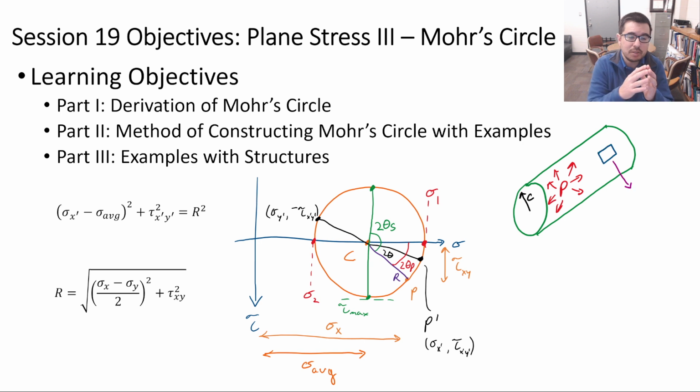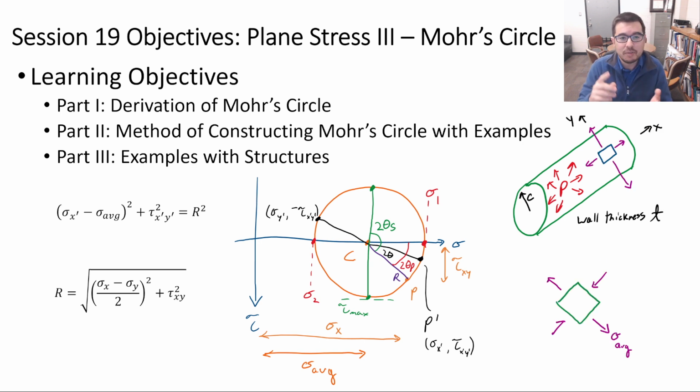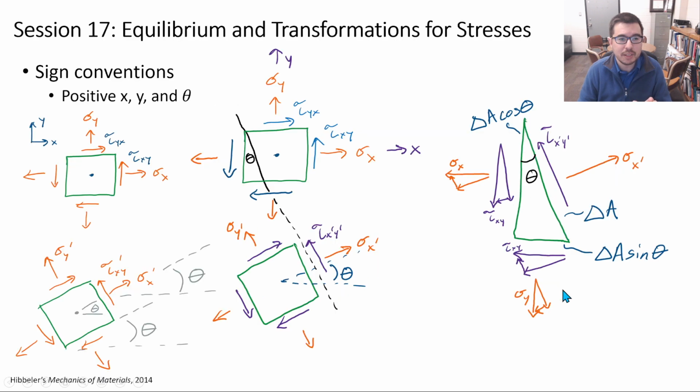Okay, so once we've completed this session on Mohr's circle, we'll have an idea of how Mohr's circle was derived, how to apply it to material elements, and then how to apply it to material elements embedded in material structures. So for the first part, where we're going to get into the derivation of Mohr's circle, I'd like to just review a few slides and items that we've covered previously.